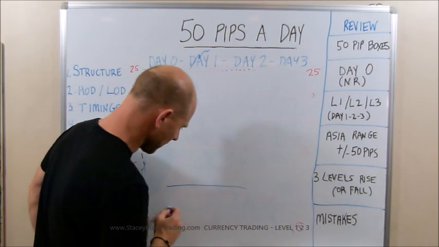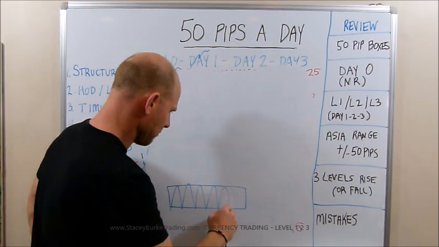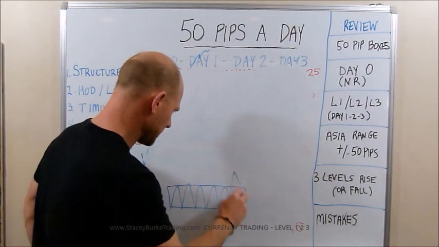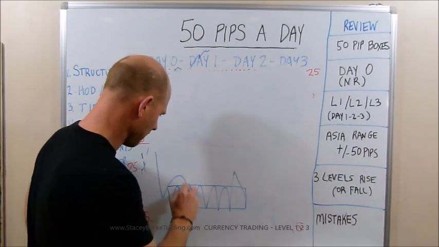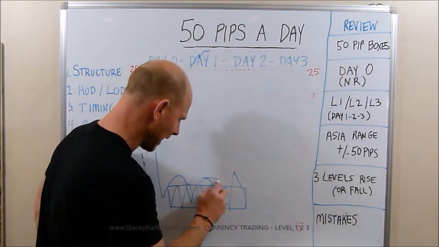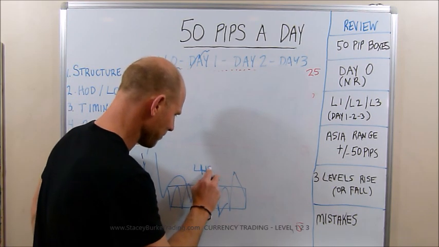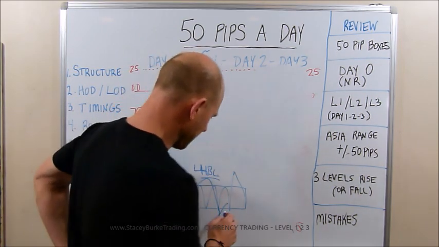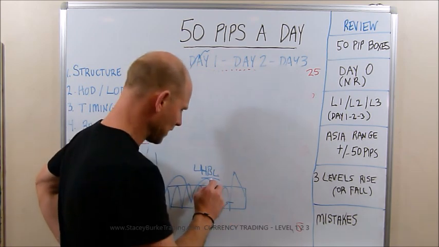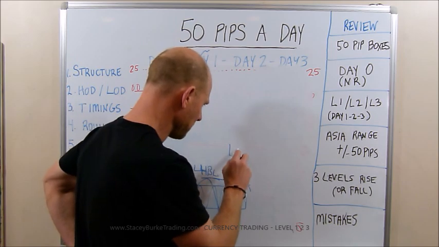So I talked about day 0 being that narrow range day before the market breaks out, and again we'll have a lower high before the last low. So the last high before the overall low will have one last swing high. When the market breaks through that, that will typically be level 1.